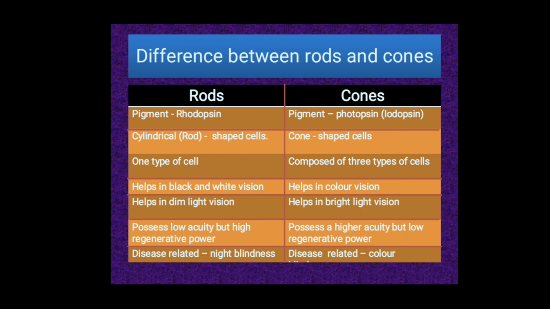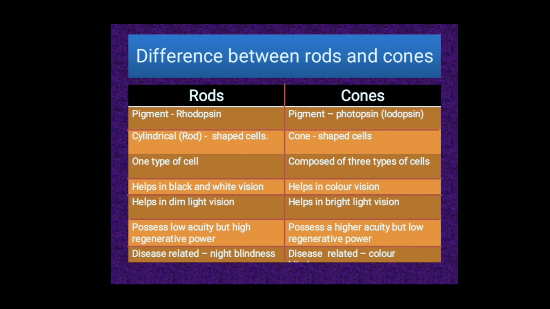And what about regenerative power? It is a chemical reaction with the help of a protein. So as soon as the eye focuses on the dim light, suddenly they start their action. So when the rods become active, only then will we be able to see things in a normal way. So low accuracy, but regenerative power is very high.